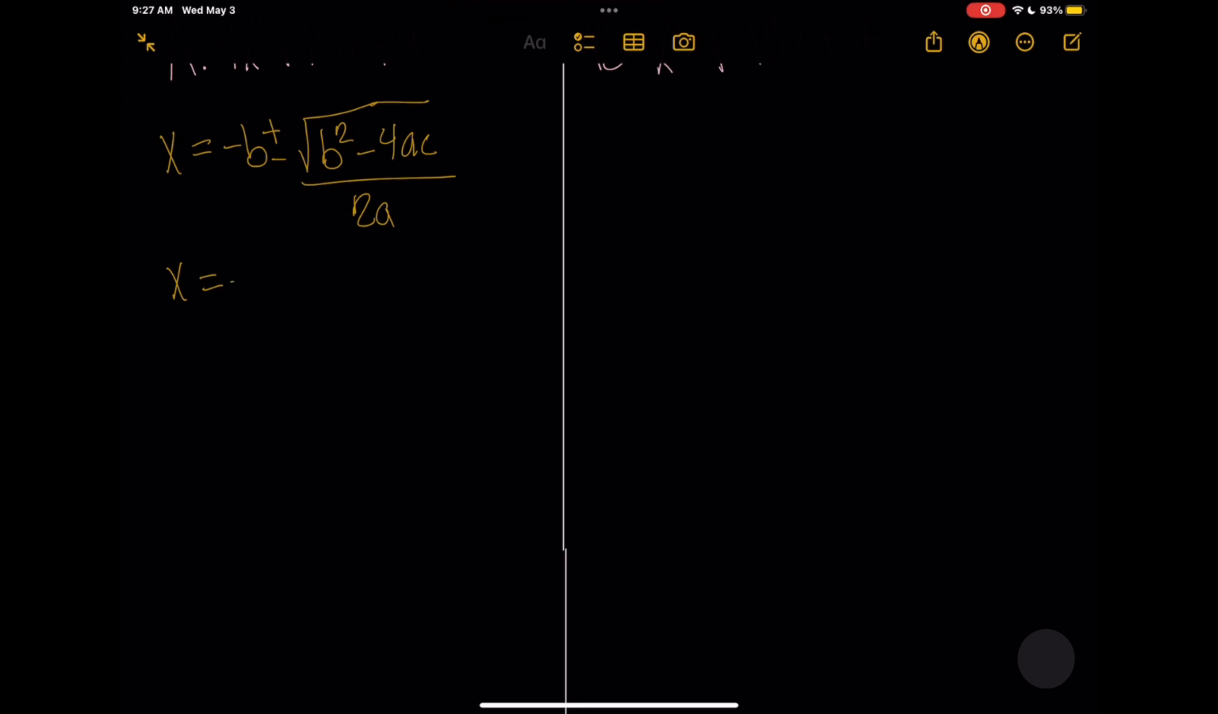After you write down your formula, your next step is to substitute the coefficients that's in the standard form equation and plug them into the formula. Now that we've substituted all of the values, we will solve what's inside of our square root.